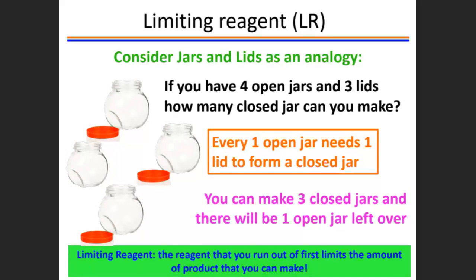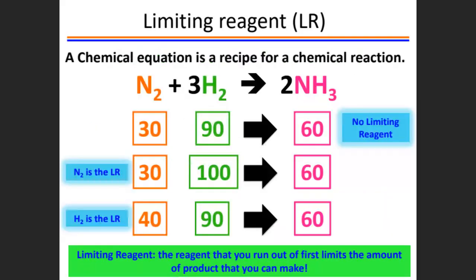Like if you have 6 jars and 4 lids, you can only make 4 closed jars. It doesn't matter how many open jars you have. So when the lids are consumed, you cannot make any more closed jars, correct? In a chemical reaction too, if the reagent is finished, how are you going to continue the reaction and make the product? So this is called the limiting reagent, which is consumed fast.